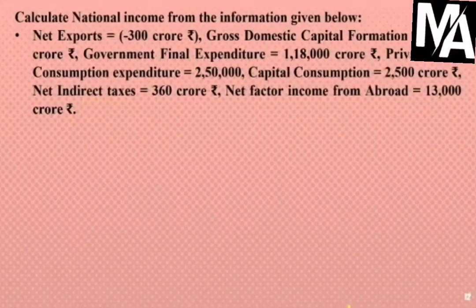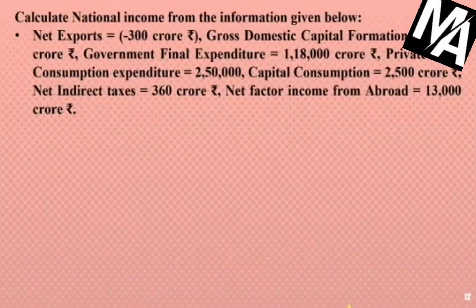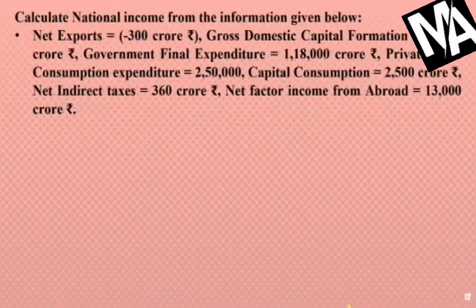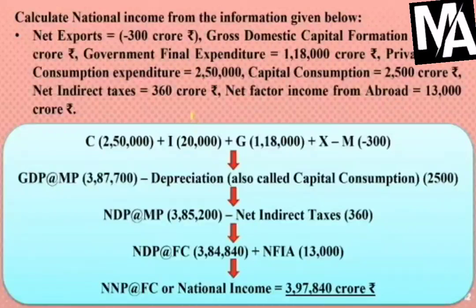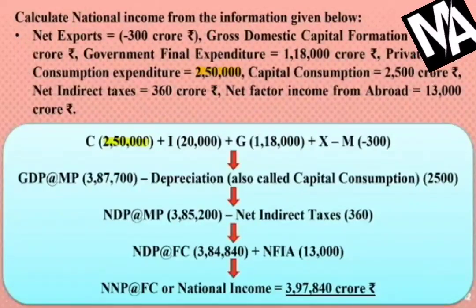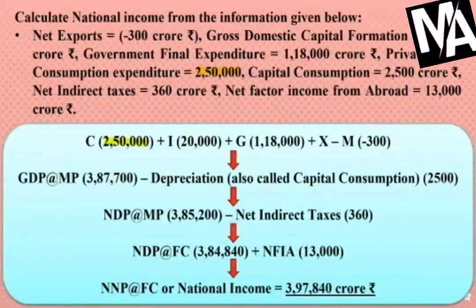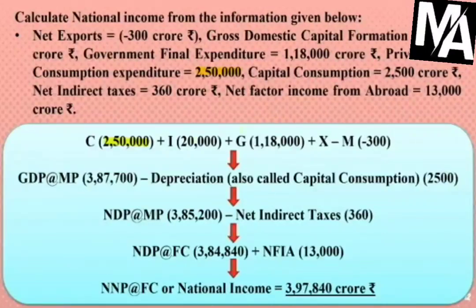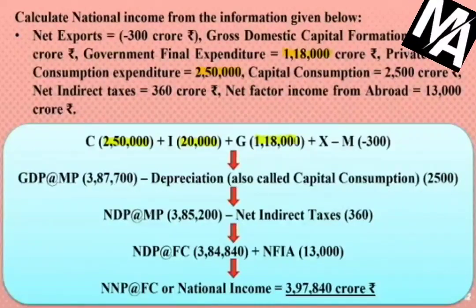All you have to do is remember the formula, identify what amount is what part of the formula, and then it will be very, very easy to solve the problem. So we will begin with the first one, that is C. The first one is C, private final consumption expenditure at 2,50,000. We will neatly write this here. Then we have to search for I, that is gross domestic capital formation, which is at 20,000 crore rupees. That will be coming under I. Then we'll be searching for government final expenditure, that is here at 1,18,000. That is clearly written here.